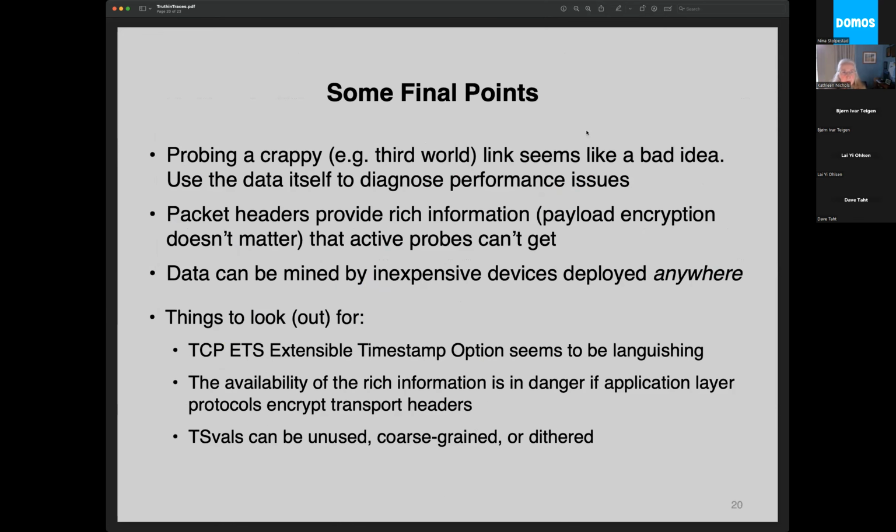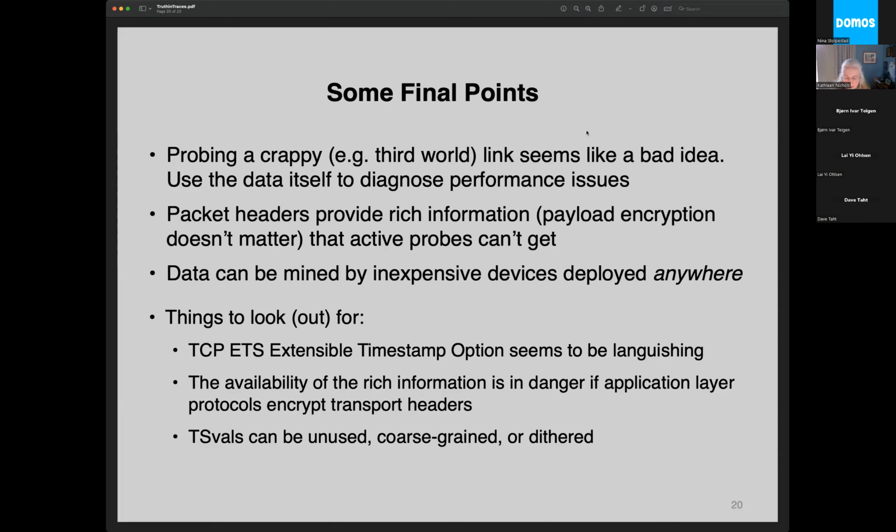So again, some final points are, if you were to probe a really crappy link, like a third world link, it's a bad idea because you're now picking up some of that link with your packets. And also, you can get all this great information out of the headers, and then you can go ahead and mine this data for more information.